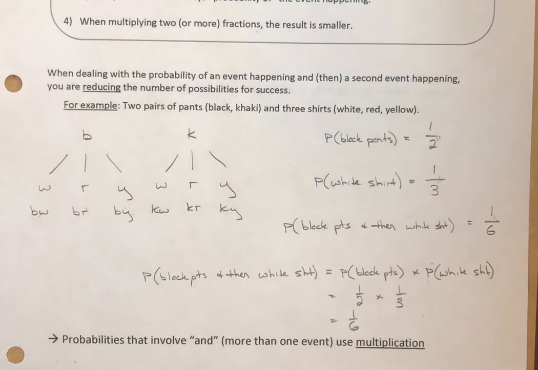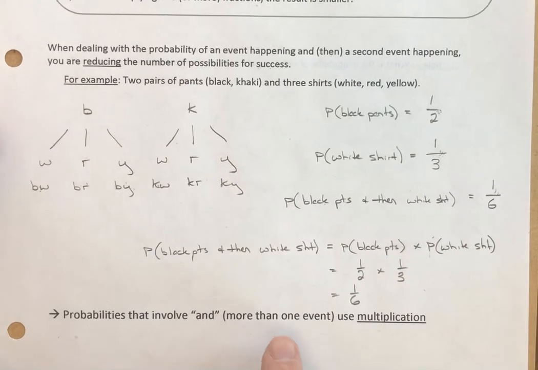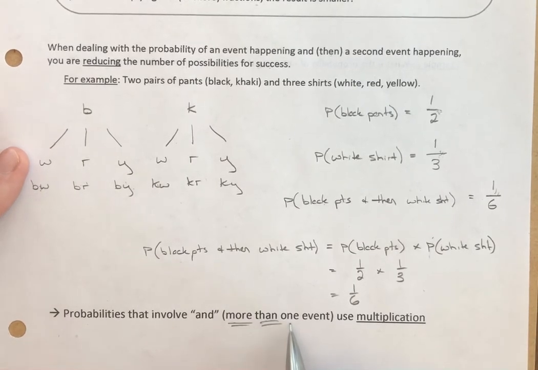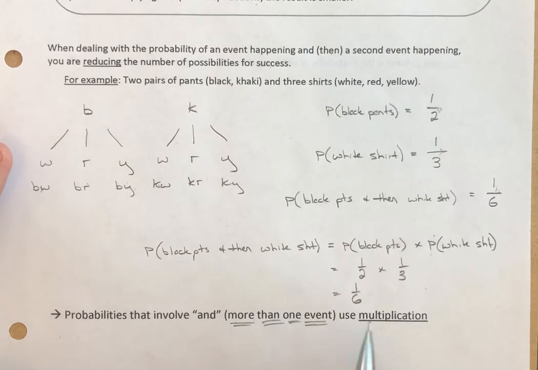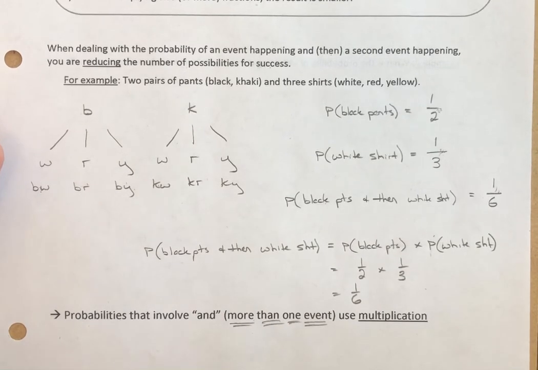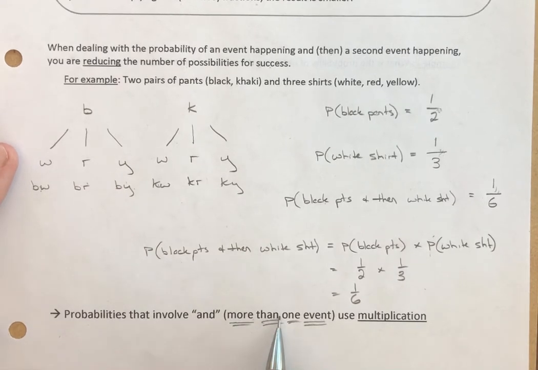So when you have more than one event, you're doing things one after the other. It's very important. The word and comes in with more than one event. And so we're going to use multiplication because when we have more events that have to take place, the chances of what you want taking place gets smaller and smaller and smaller. We use multiplication because multiplying fractions results in a smaller fraction.